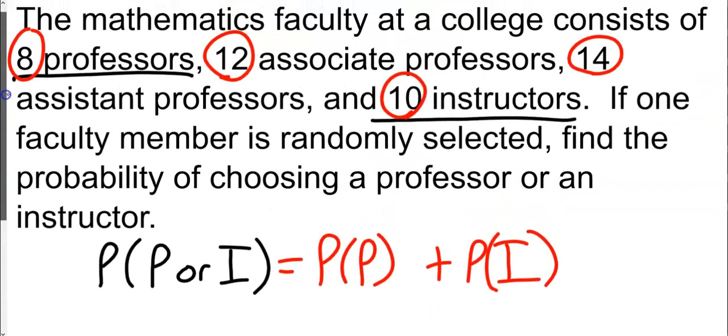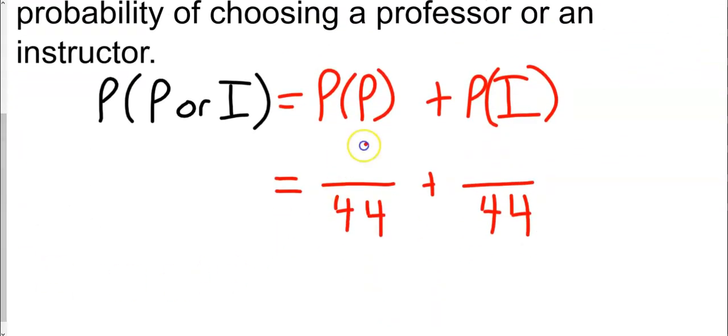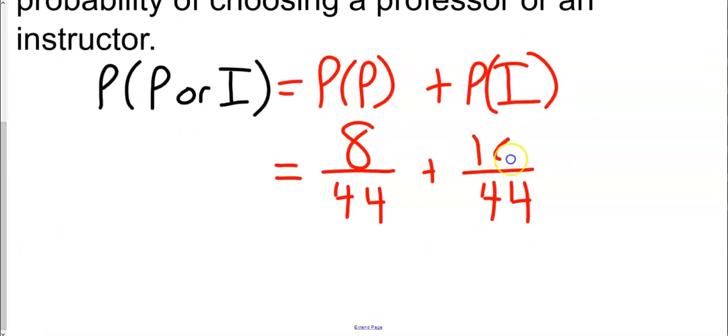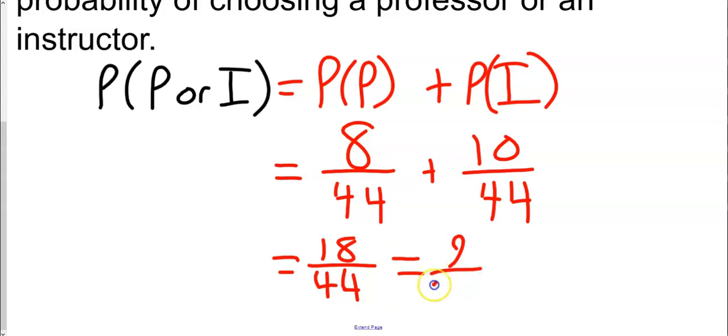Well, how many professors are there? There are 8. How many instructors are there? There are 10. So you can do some quick math because it's already common denominators. So there's your probability, but of course you always reduce. So 18 out of 44 gives us 9 out of 22.